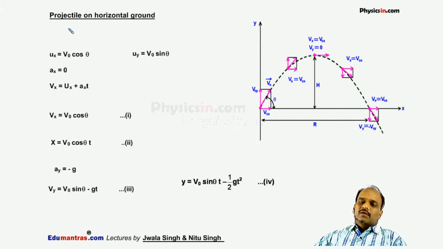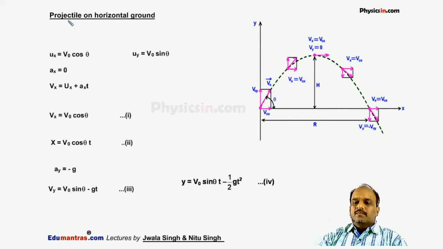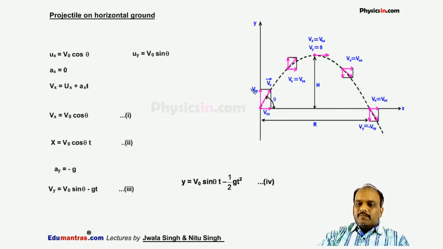Projectile on horizontal ground. We will discuss first the projectile when a particle is thrown on horizontal ground. The clip which I have shown you. Suppose this is a particle, this is our x-axis, this is our y-axis, this is our origin. This is the surface of Earth. We'll take x-axis along Earth, y-axis perpendicular to Earth. The acceleration due to gravity will act vertically downward.